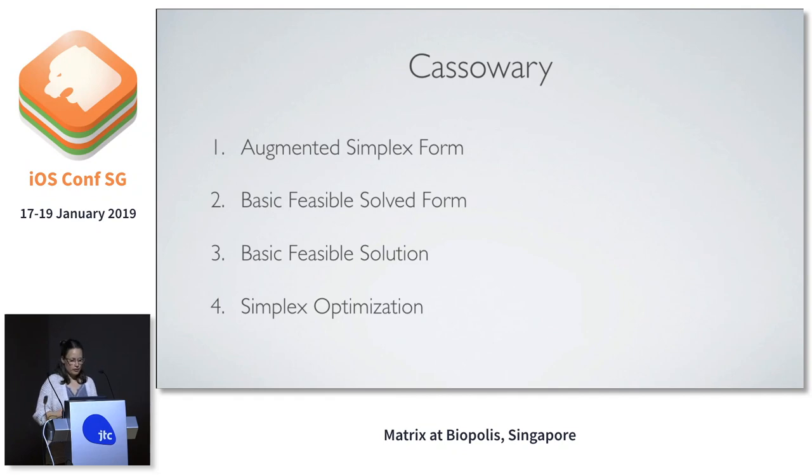So let's try to solve it with Cassowary. Cassowary has a few steps, and they all have fancy names. So let me rephrase these names into more meaningful words. First, we are going to transform the constraints we listed into a so-called augmented simplex form. What it actually means is just a few steps of converting these constraints into something that we can actually solve. The second is to reach a so-called basic feasible solved form, which I call the step of cleanup.